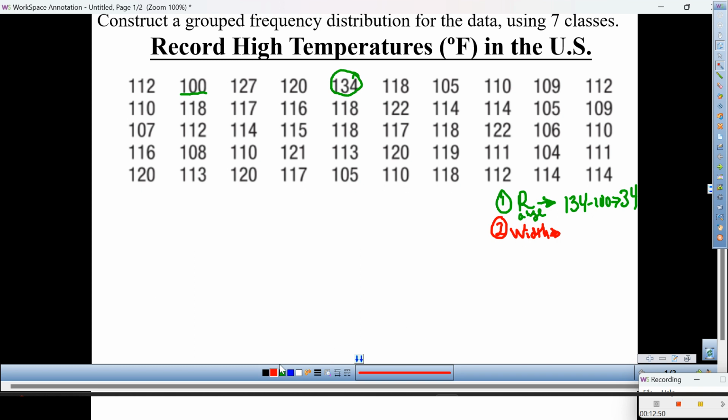You take the R and divide it by the number of classes that you want. In this case, how many classes are they asking us to get? 7. That is correct. So therefore, to find the width, we write the range is 34 divided by 7. Calculators, calculate. Approximately 4.85. Thank you.